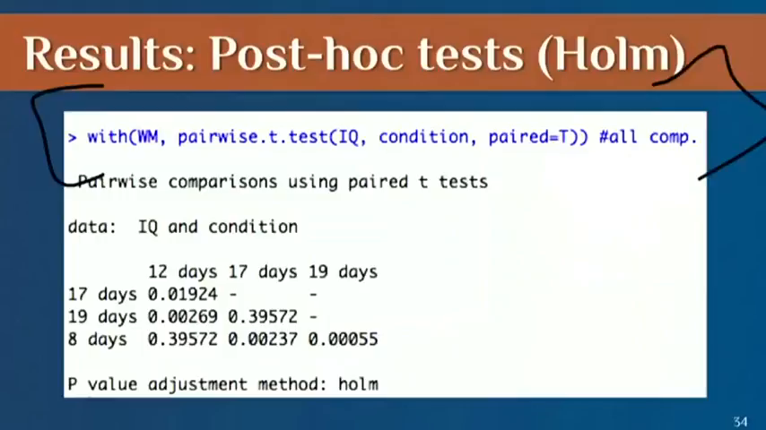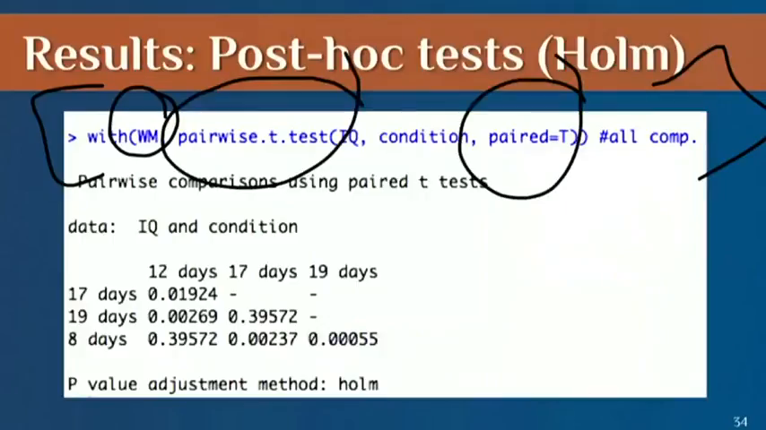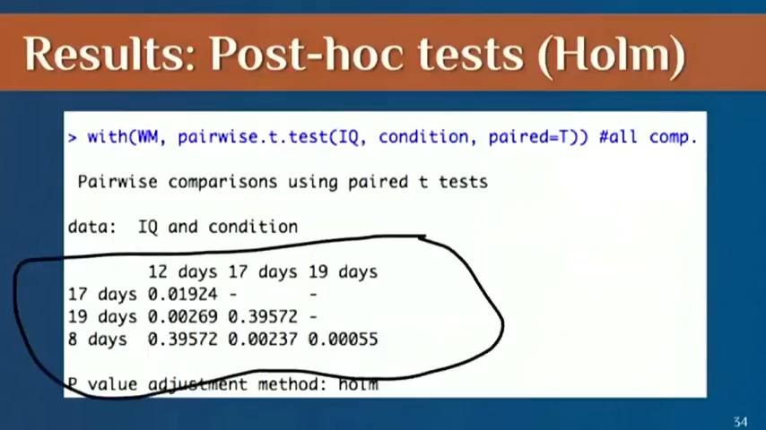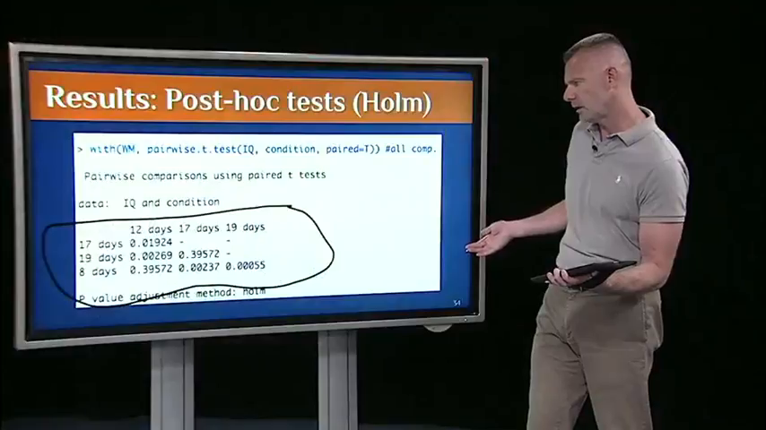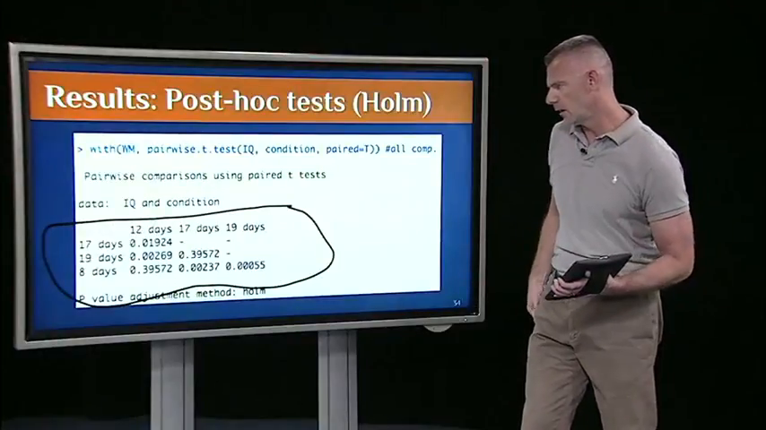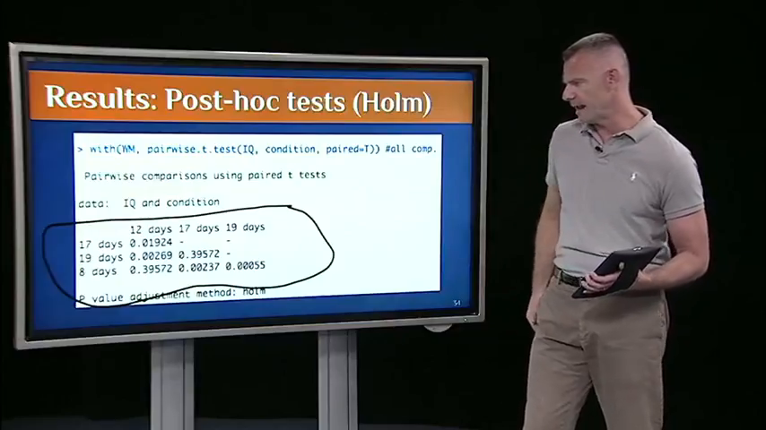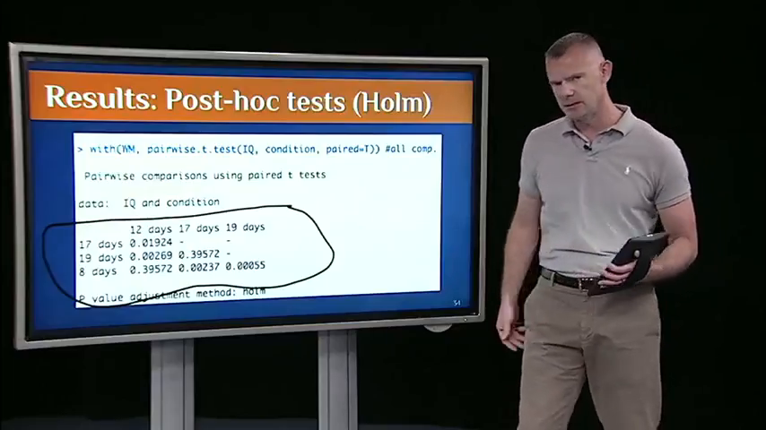But what I've done here is I just specified the data set, said we're doing pairwise t-tests on IQ with condition as the variable, and we set paired to true because this was a repeated measures design. And I don't have an argument about which type of procedure to use, again, because in R the default is Holm. So here they all are. It does the pairwise comparisons, and those are the p-values. Again, they're significant except for, same as the between groups example, the comparison between 8 and 12, not significant, and 17, 19, not significant.